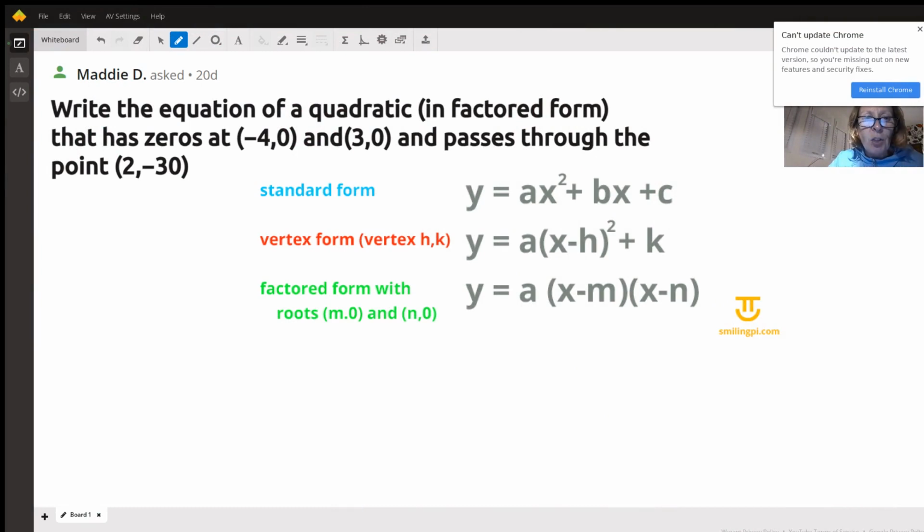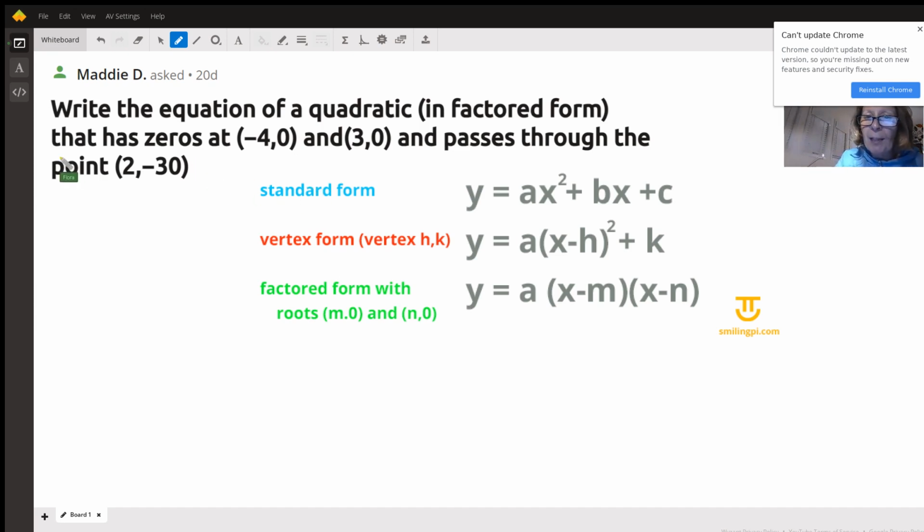Maddie asked a question here about a quadratic. Write the equation of a quadratic in factored form that has zeros at (-4, 0) and (3, 0), and passes through the point (2, -30).